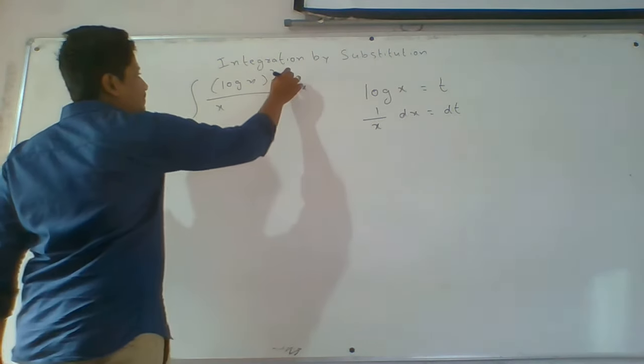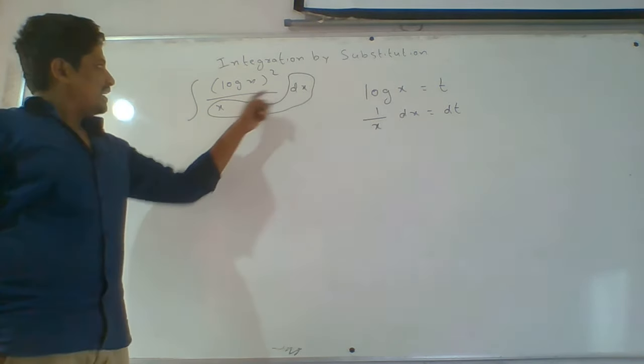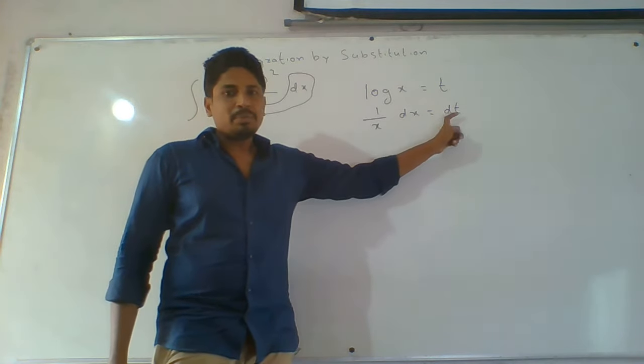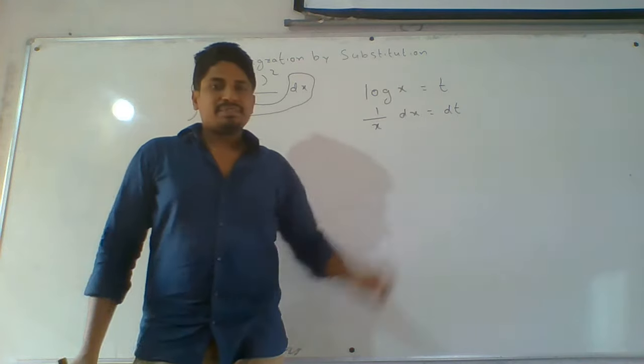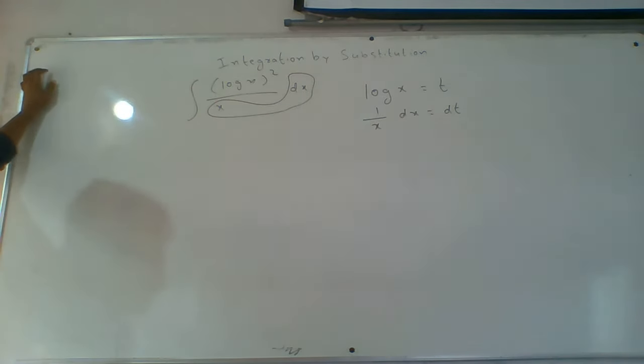See here, in the place of dx by x we can put dt, and in the place of log x we can put t. Hence the total function is converted in terms of the new variable t.